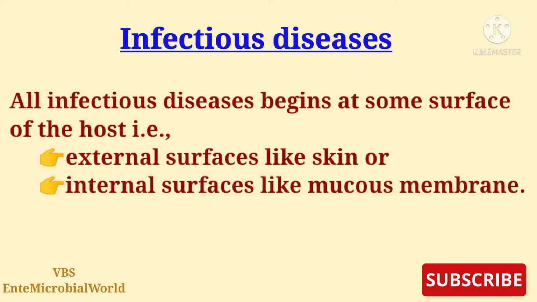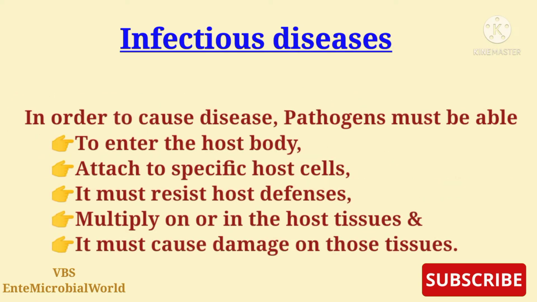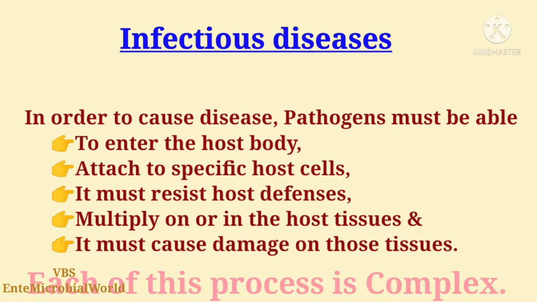All infectious diseases begin at some surface of the host, that is, external surfaces like skin or internal surfaces like mucous membrane. In order to cause disease, pathogens must be able to enter the host body attached to specific host cells. It must resist host defenses and multiply on or in the host tissues. And it must cause damage on those tissues. Each of these processes is complex.